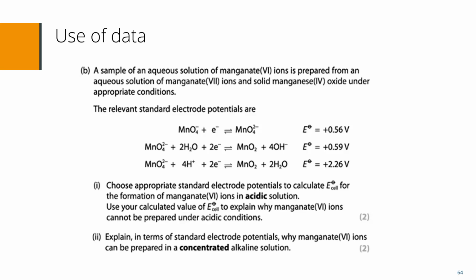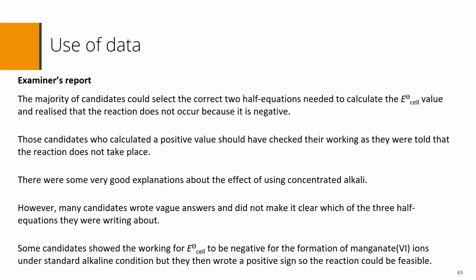I've written about it in book 2, so please have a read of that and look at my alternative method for using electropotentials for feasibility, because I think it's useful for students to do that. They can quickly work out the feasibility and then do this calculation of E0 cell, and then explain in terms of standard electropotentials why manganate 6 ions can be prepared in a concentrated alkaline solution. So you can see the use of data.